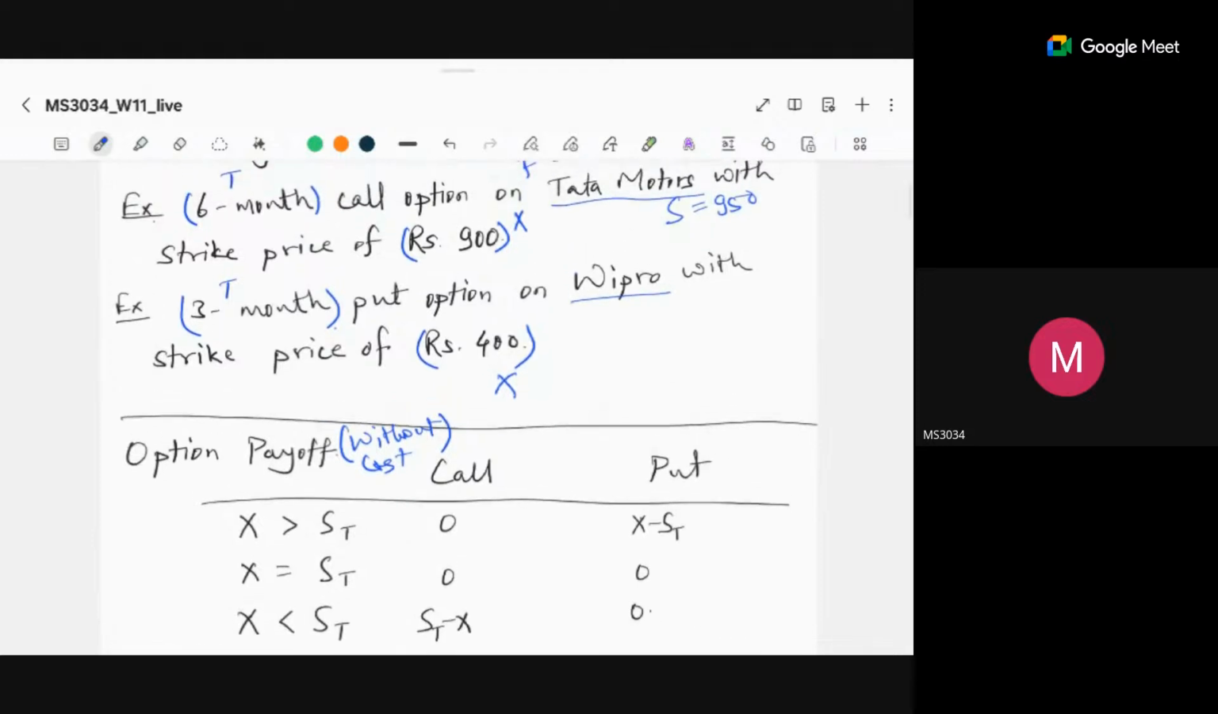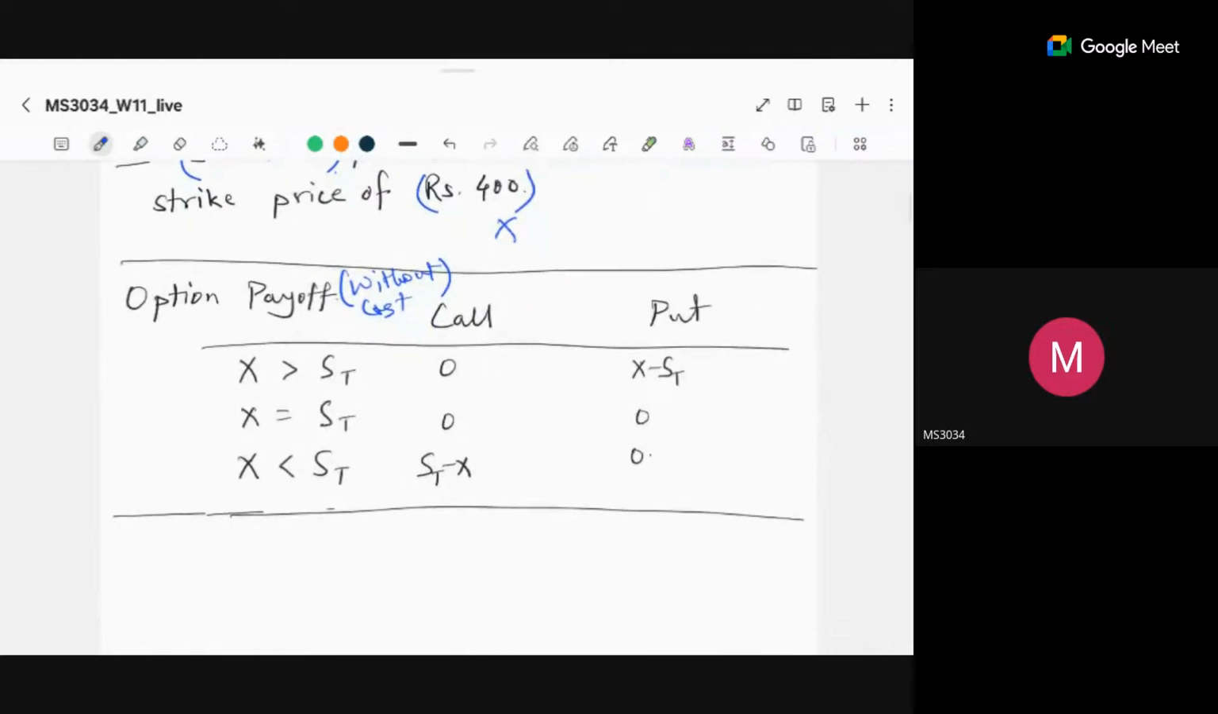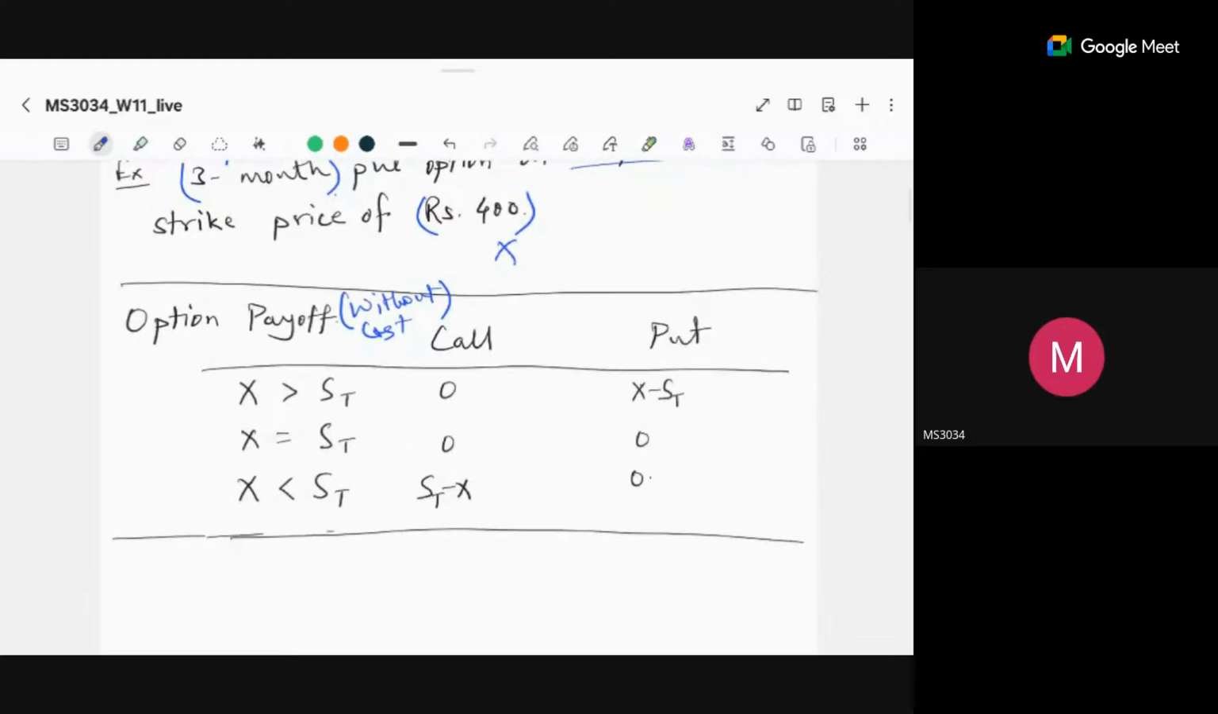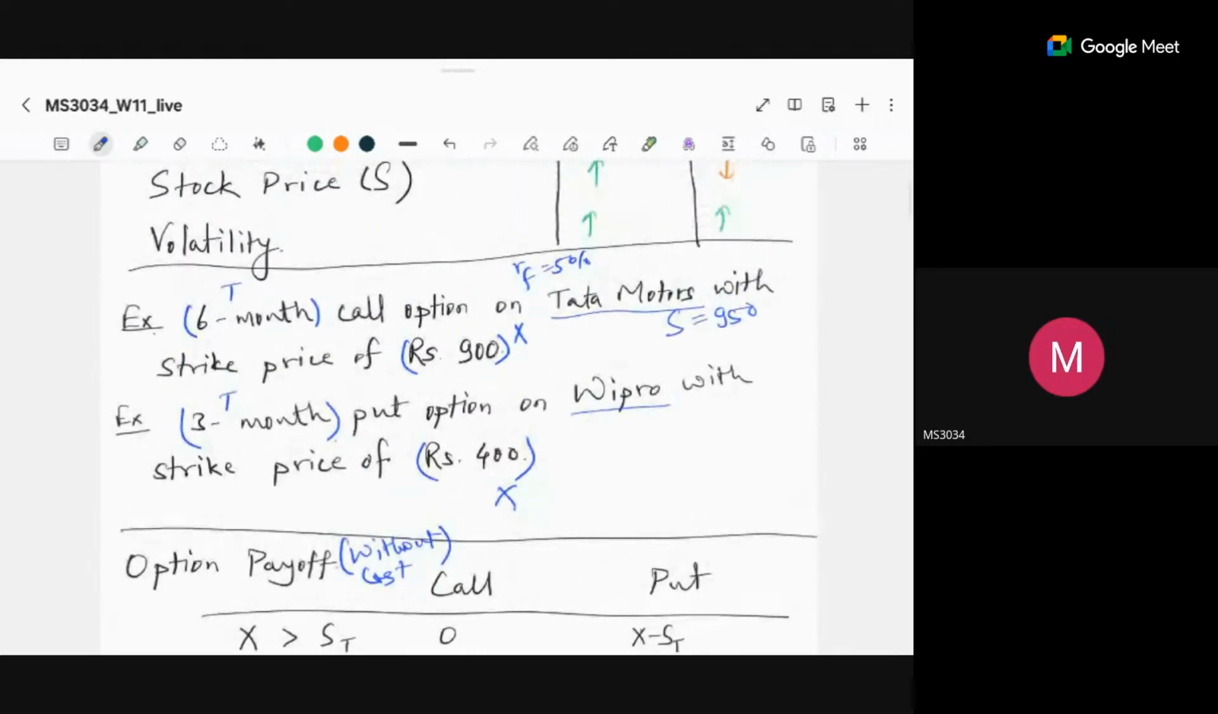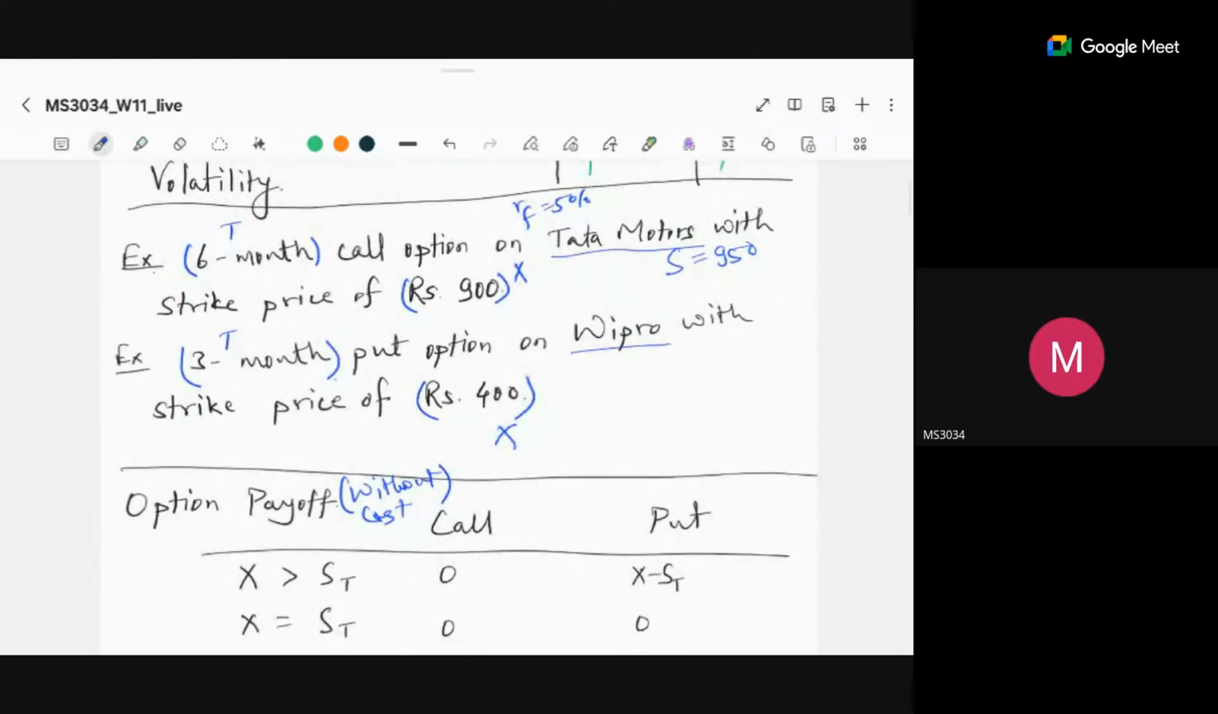Now X is the strike price and ST is the stock price. If my strike price is more than the stock price, in that case you will not exercise your call option. That means you will not use your right to purchase. Why? Because let's take this example. Suppose my Tata Motors stock price is 850 rupees in the market, but I have a call option which has a strike price of 900, and at the expiry, these are the values.